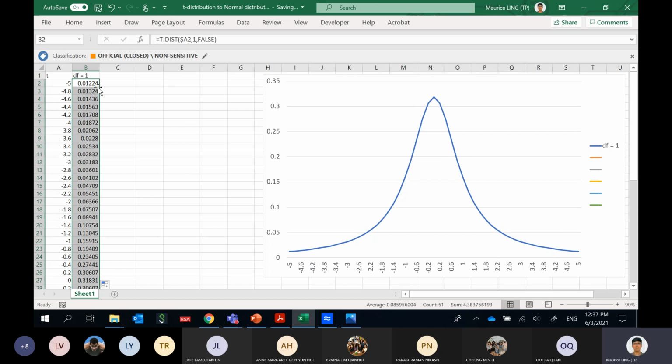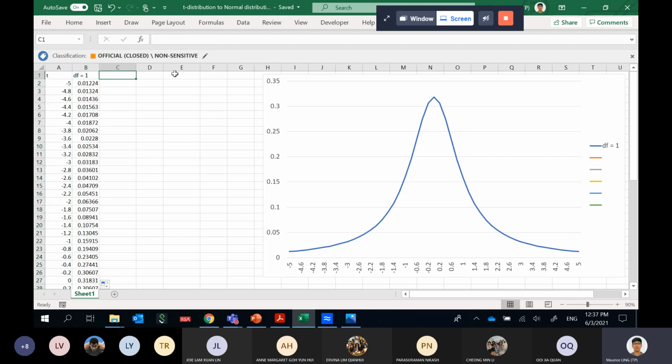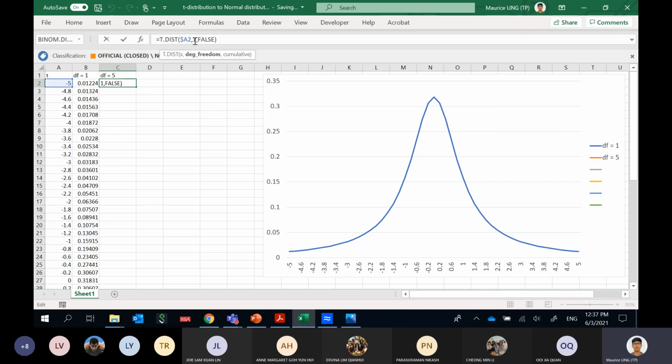But what happens when I look at higher degrees of freedom? For example, if I go to degrees of freedom equals 5, all I need is to just change this to 5.